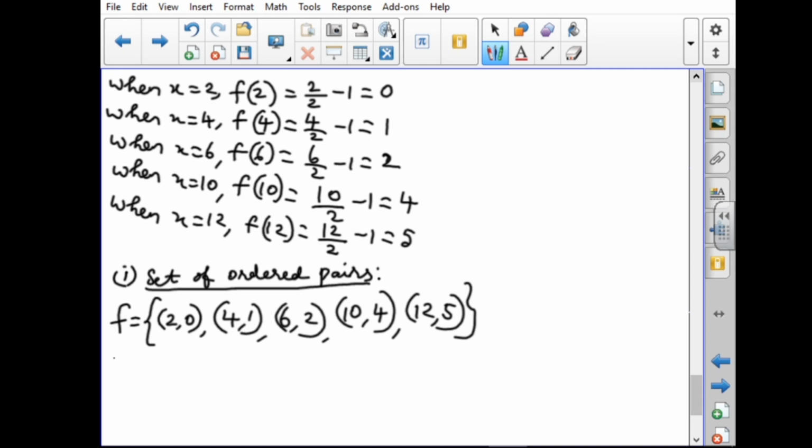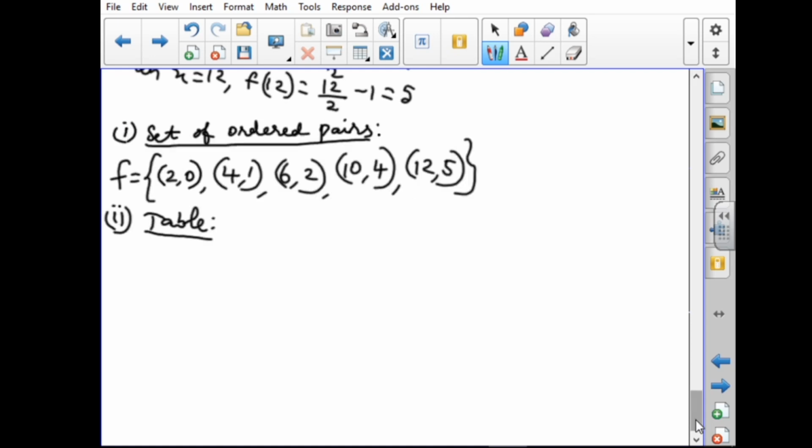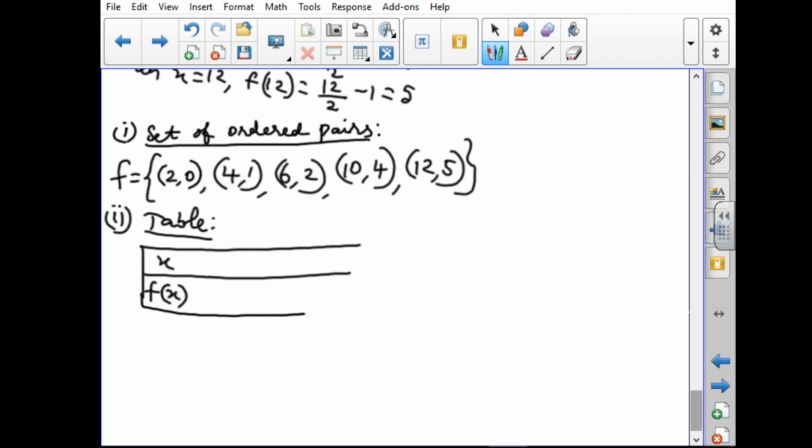Second one, table. Whatever ordered pairs we got, we write them in table form. The table form we make like this. The first column name is x, the second column name is f of x. 2 comma 0 means the first is x, the second is f of x. So you write like this, 2 here, 0 here.